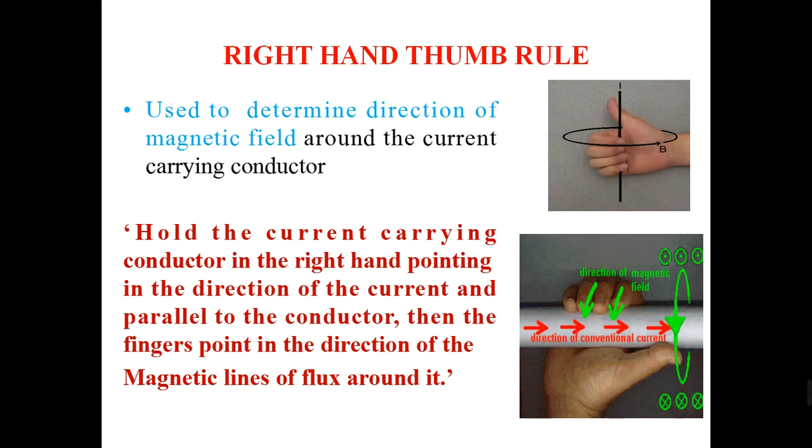Normally, already you know the right hand thumb rule. It is used to determine the direction of the magnetic field around a current carrying conductor. Hold the current carrying conductor in the right hand with the thumb pointing in the direction of current and parallel to the conductor. Then the fingers point in the direction of the magnetic lines of flux around it.